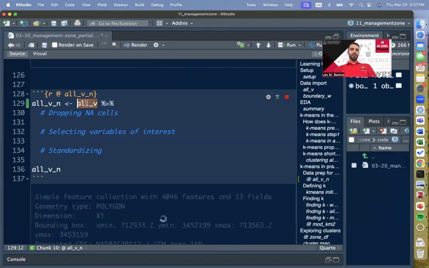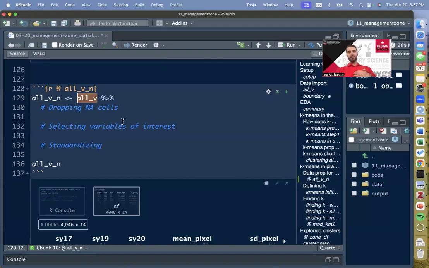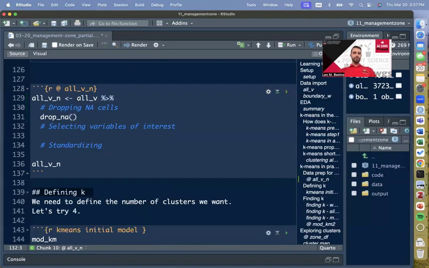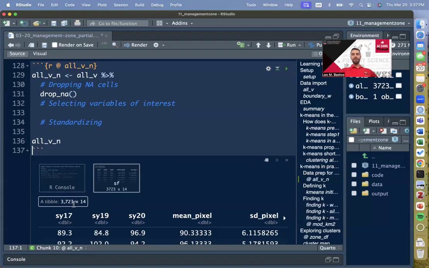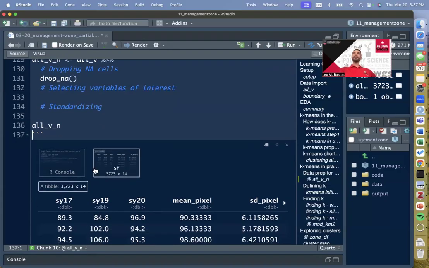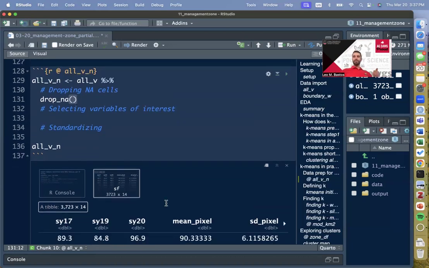So just so it makes sense here, all_v has on my side at least 4,046 rows. We're going to apply the function drop_na. So if you go ahead and run this, and now you print all_vn, on my side, I lost about 300 rows. So now I went from 4,000 something to 3,723. That's because any row that had at least one NA in that row, the whole row was dropped. So we do not have NAs. All right, first step accomplished.